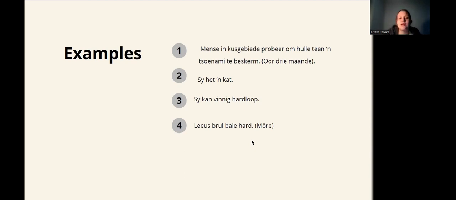Your third example, sy kan vinnig hardloop. So sy sal vinnig kan hardloop. So she can run very fast. She will be able to run very fast. Okay, your fourth example, Leeu's bril baie hard môre. So môre, tomorrow, it's indicating they want us to put it into the future tense. So môre sal Leeu's bril baie hard.